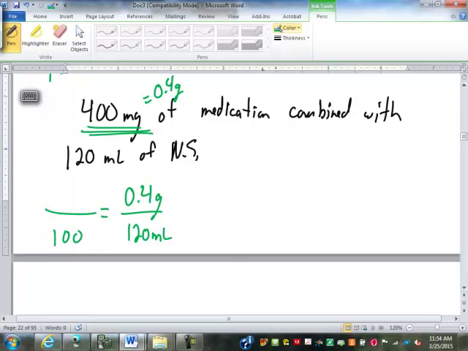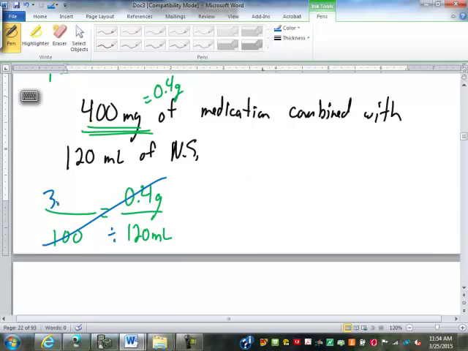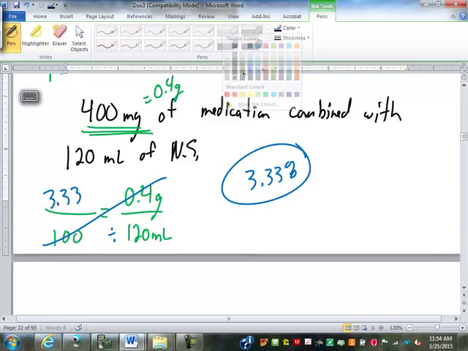Turn that into percent, so how much out of 100? So 100 times 0.4 divided by 120. Was that 2.5? Let's double check it. Oh, sorry, 3.33. So it's 3 1/3 or 3.33% concentration. So that is how our concentrations are initially calculated. And of course, the dilutions can adjust them down from there, or we can use that concentration adjustment formula.